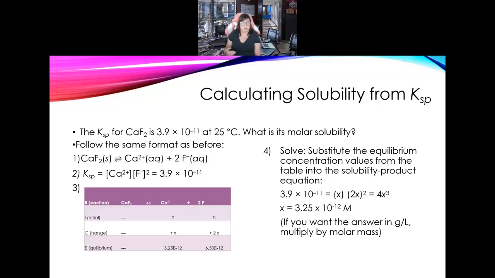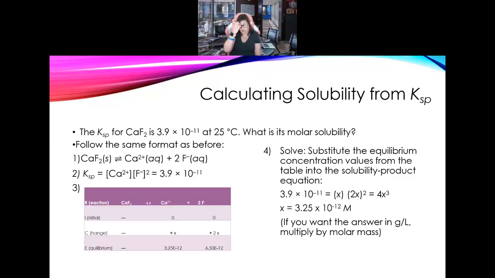CaF2 goes to Ca2+ plus 2F−. Ksp is then Ca2+ times F− squared, and that's equal to 3.9 times 10 to the minus 11. Since I know that Ca2+ is going to be plus x, and F− is going to be plus 2x, and it has to be squared, I then end up with 3.9 times 10 to the minus 11 equals 4x cubed. I solve for x, and I get 3.25 times 10 to the minus 12.